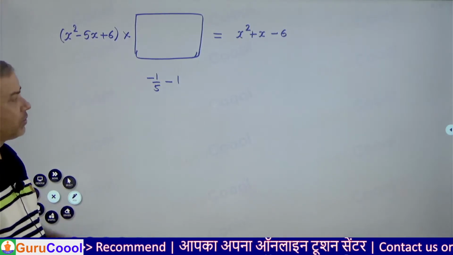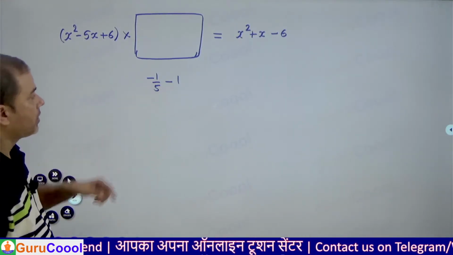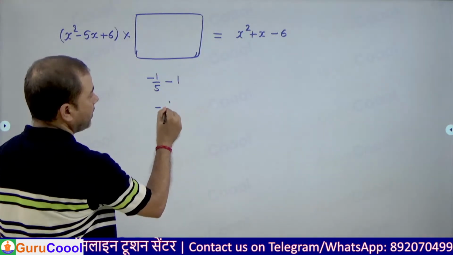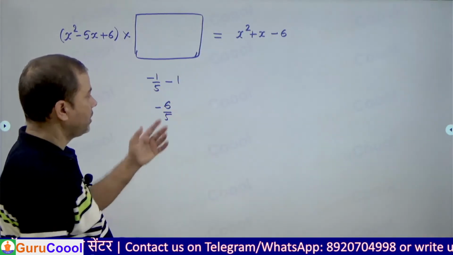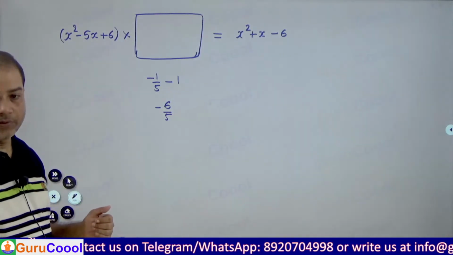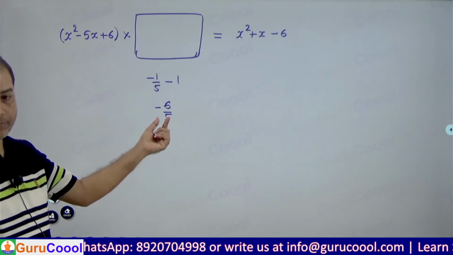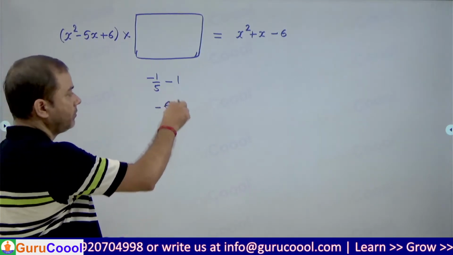Yes, sir. So why do you say that? If you have this answer, why don't you simplify it? 5 plus 1 is 6. It's minus 6 by 5. Why don't you say this? Why do you say that complex thing? Why not simple thing? And that's a wrong answer.